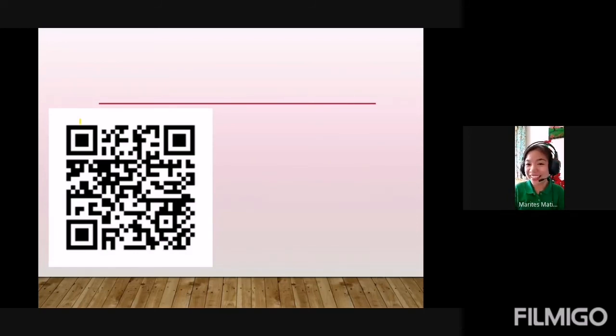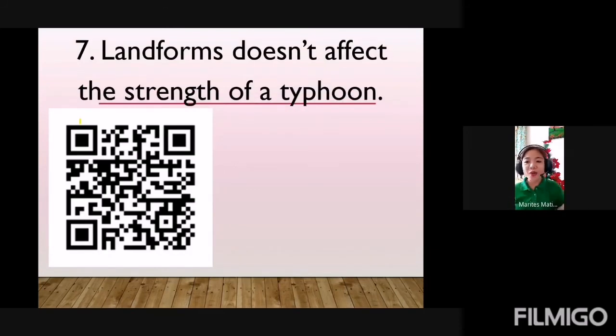Ay, may nag-answer na agad. May nag-raise ng hand na agad. May nagsagot na. Okay, so time is up. Open your cameras. Yes, Abby Jane. Read the question. Abby Jane Medrano. Land spore doesn't affect the strength of a typhoon.